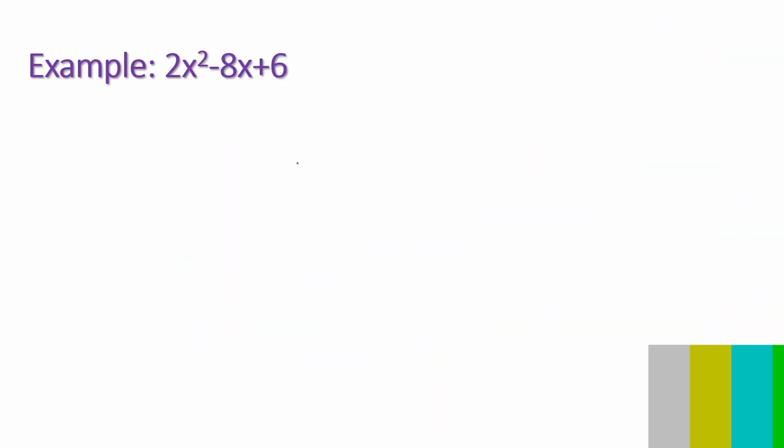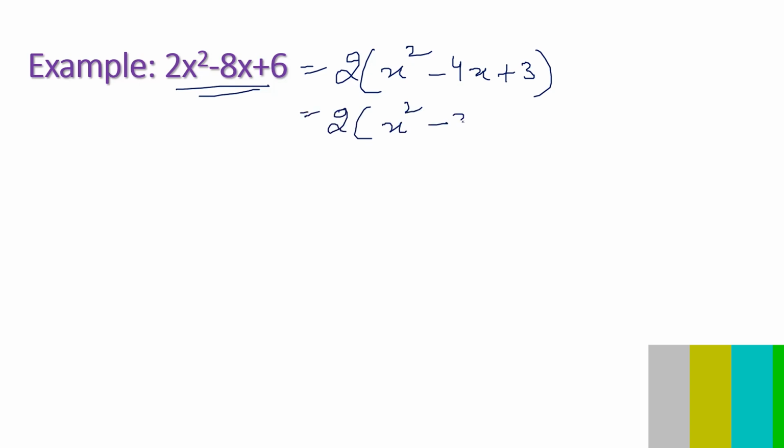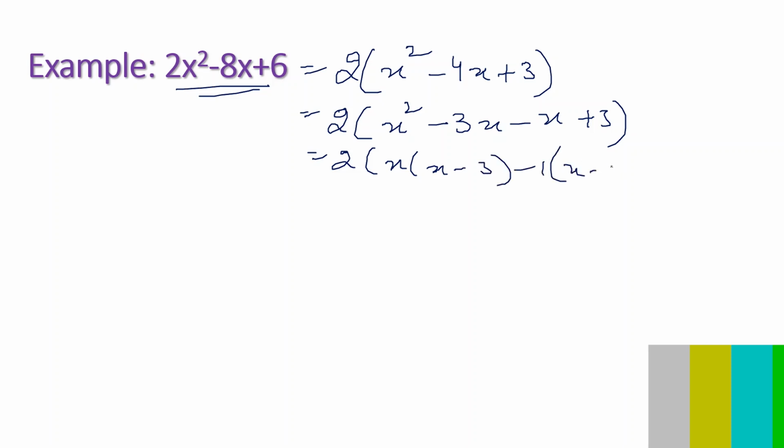Let's consider one example to verify this also. Is it so or not? Let's try to find the roots of this expression. First, take 2 common. So 2 times x square, this is not an equation, it's an expression, minus 4x plus 3. So let's find the roots with the help of splitting the middle term: minus 3x and minus x, x(x minus 3) minus 1(x minus 3), and this is (x minus 3)(x minus 1).